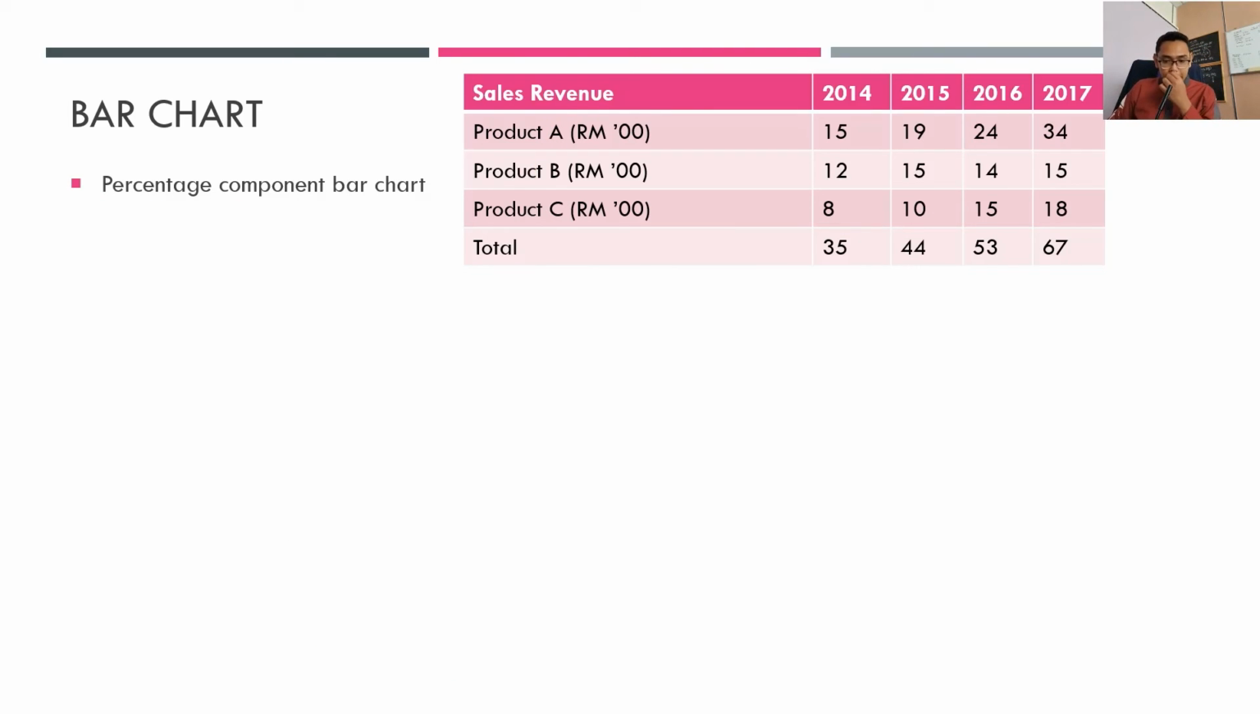So firstly you have to calculate the percentage for each product. Suppose we have the first one, you calculate the percentage. So this one will be 43%. You calculate 15 divided by 35, multiplied by 100. And then you do the same thing, 12 divided by 35 multiplied by 100, and then you get 34%. And another one, 8 divided by 35 multiplied by 100, you get 23%. The total will be 100%. So this is what your percentage component bar chart looks like.